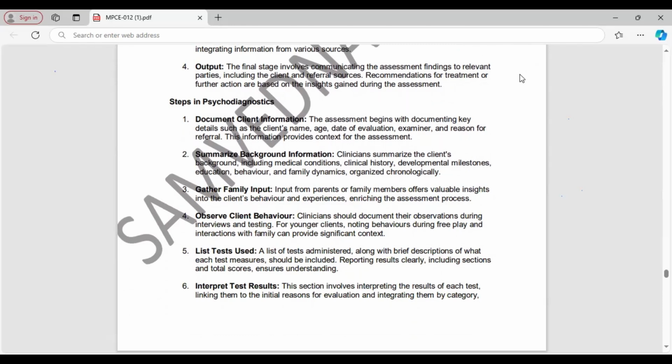Observe client behavior. Document observations during interviews and testing, noting behaviors during interaction. List tests used. Include a list of tests administered with a brief description. Interpret test results. Results are interpreted and linked to the initial evaluation reasons.